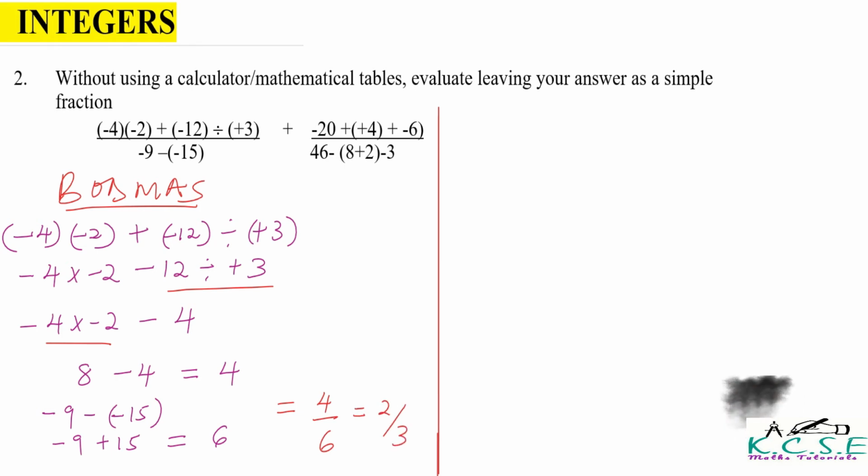Now let's go to the right hand side of the question. I have negative 20 plus positive 4 plus negative 6.